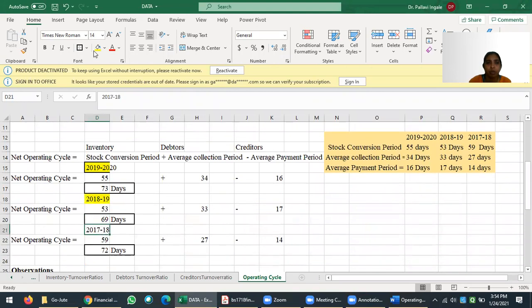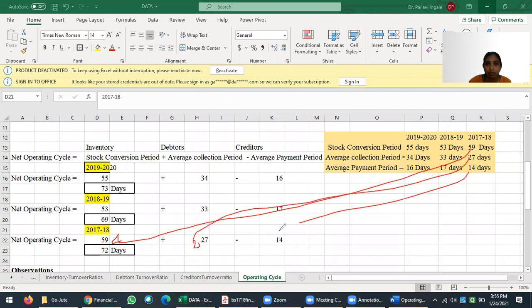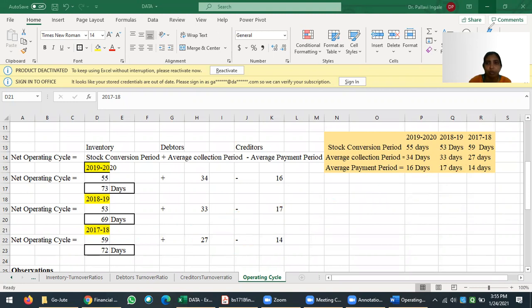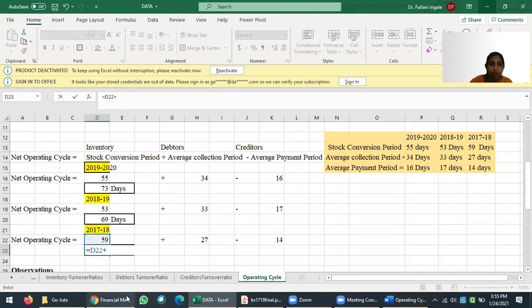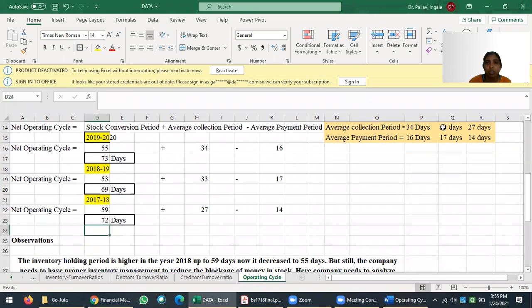Then now we'll go for the next period, 17-18, same way. Just follow the year. It is 17-18, 59, 27, 40. Then plus, then minus. Okay, in this way you have to do. So I will also do with you here. Here is my 59 plus 27 minus 40. So the total is 46 days.